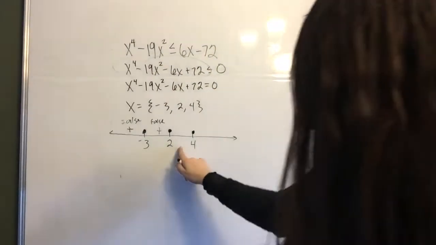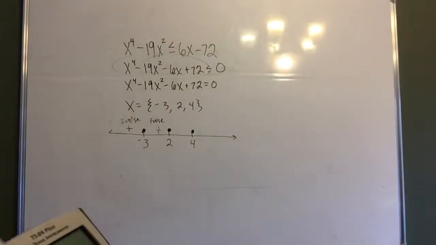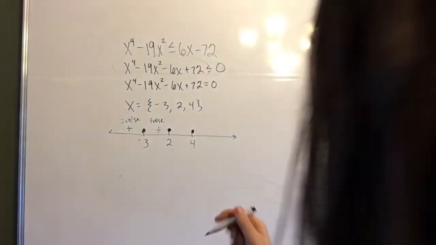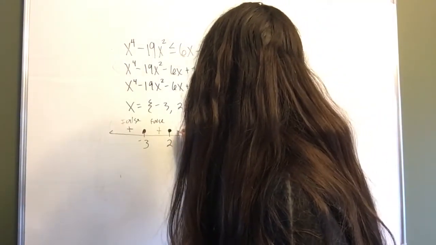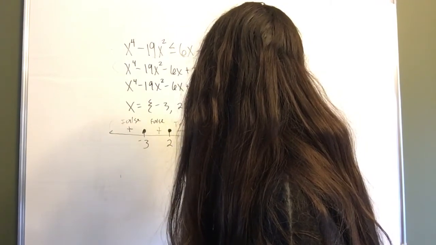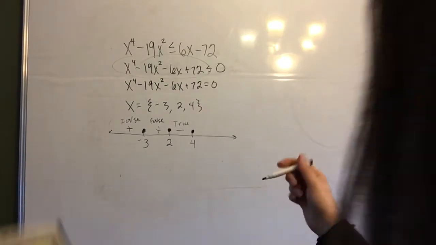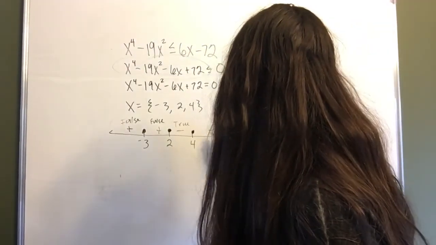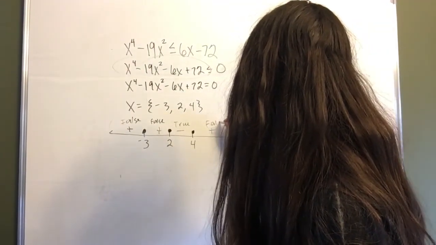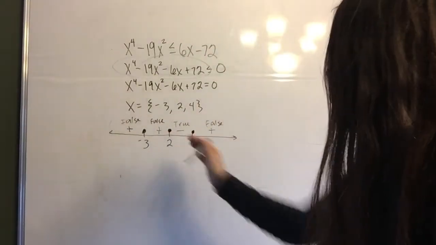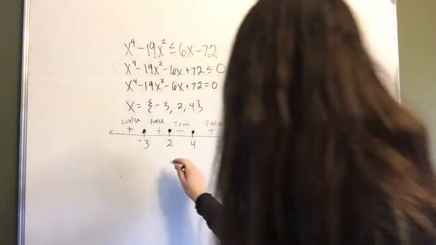Next, choose something between 2 and 4. So say the number 3. I got negative 36 as an answer. So a negative value, which actually makes this true. And then pick something bigger than 4. So I picked 6. I got a big positive number. So that one's going to be false, right? So the only interval that's true is from 2 to 4.